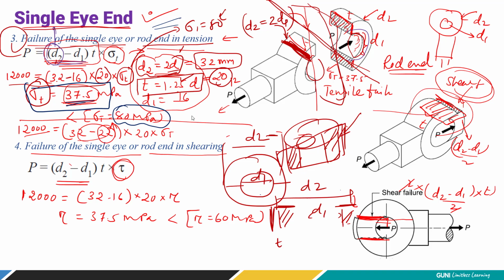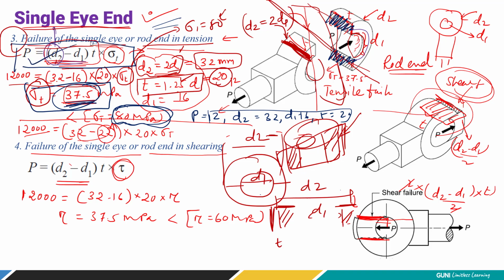So for the applied load of 12 kN, and the outside diameter of D2 is equal to 32 and the inside diameter for the pin is 16 and T is equal to 20, the given section, which section? This section is safe under the tensile failure. Why? Because the induced stress is much lower than the permissible value of 80. So the relationship stands well or safer for the tensile failure in case of single eye.